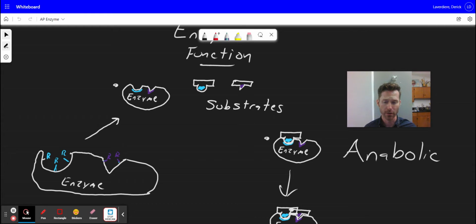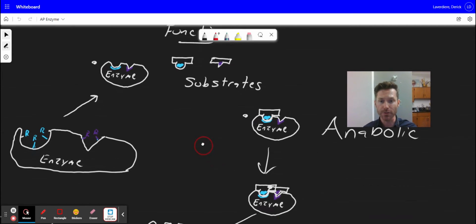Let's say they're polar R groups. Okay? The molecule would have a region that is polar. Right? So this polarity here would be attracted to this polarity here. And whereas, let's say the purple one is nonpolar, these R groups are nonpolar, it'll be attracted to the substrate's nonpolar regions. Okay? So both the shape and the chemical properties are complementary.